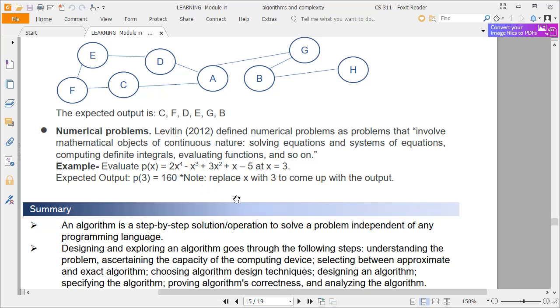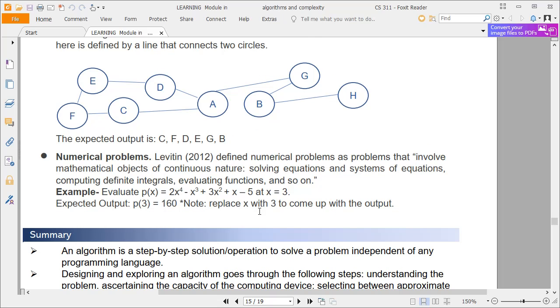And that's all for the types of problems that can be solved through algorithms.